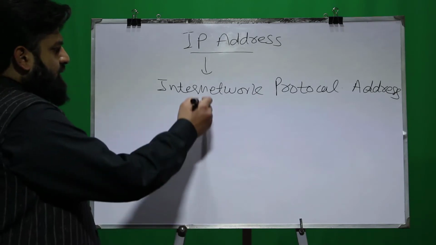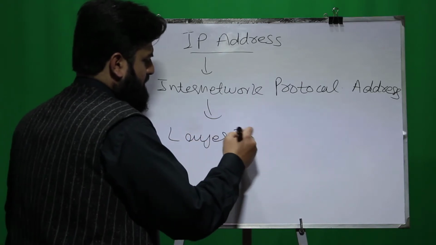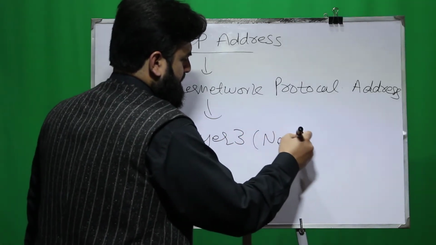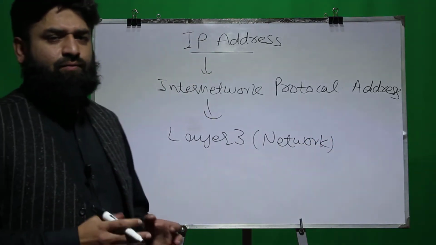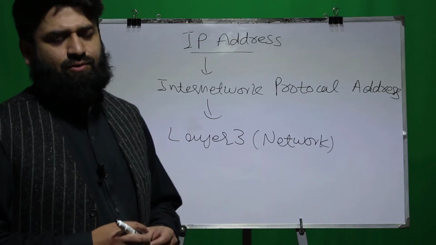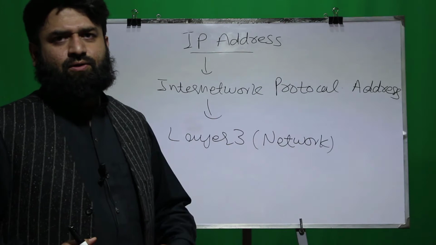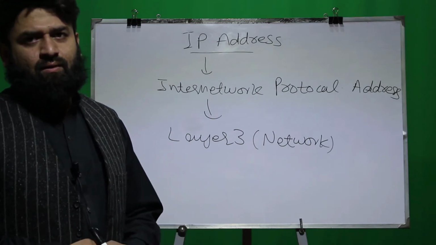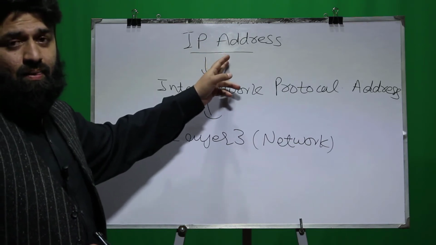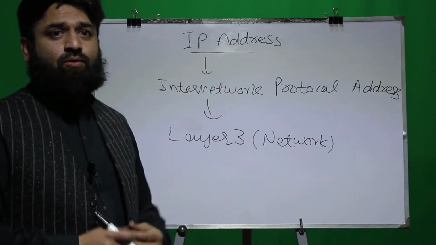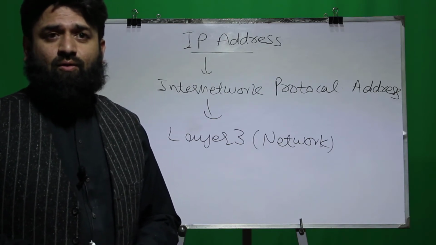It is actually used at layer 3 of the OSI model, which is the network layer. IP address is meant for end-to-end communication, or we can call it source to destination communication. It is basically a protocol, and I will discuss protocols in more detail in my other course on the OSI model.